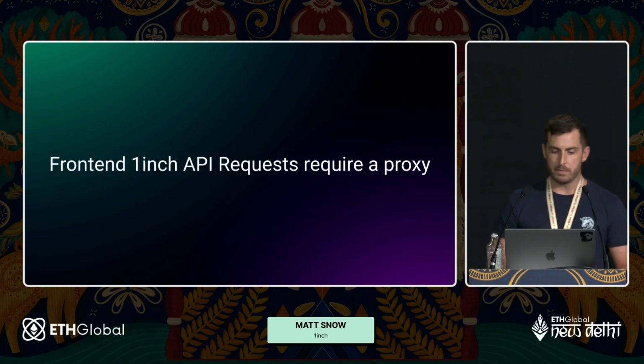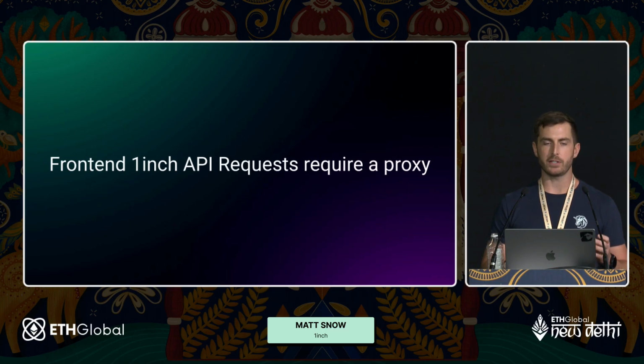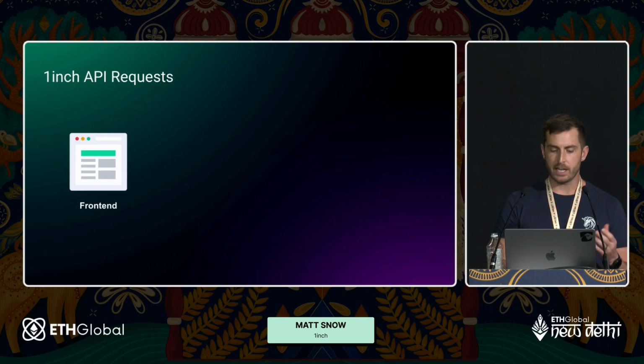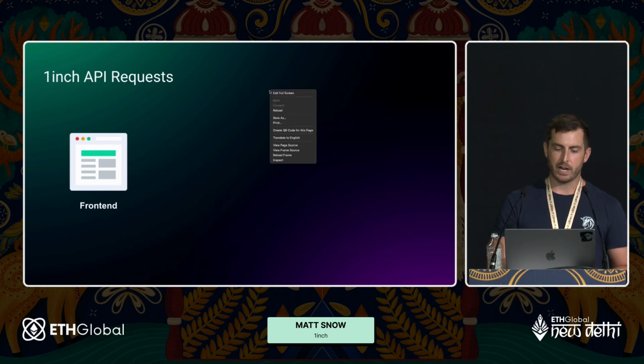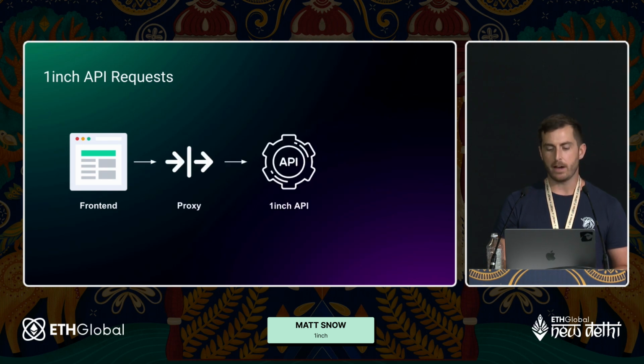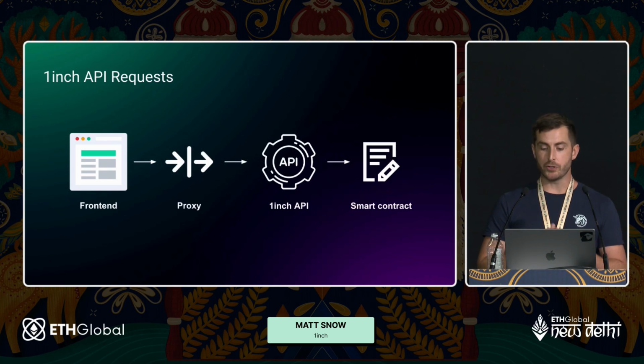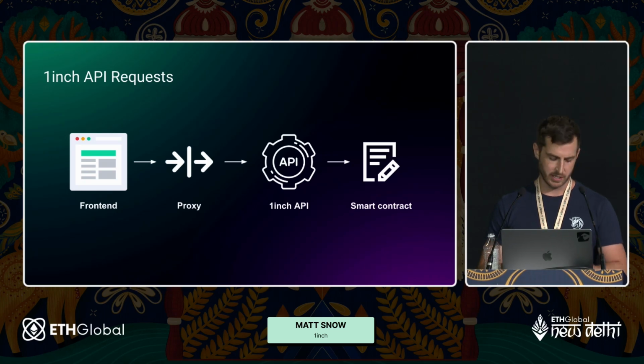One thing to note: if you are sending an API request from a front end to our API, you'll need to use a proxy. This is basically to prevent your keys from being leaked in the headers. So if you have your front end and there's a 1inch API, you don't want to do it directly. You basically want to have a proxy and then the API, and then you can interact with the contracts. If you don't use a proxy, you're going to get a CORS error or some other weird errors. It's kind of confusing because the error doesn't really explain much. So if you're experiencing errors, it's probably a 5 out of 10 chance that you're not using a proxy.